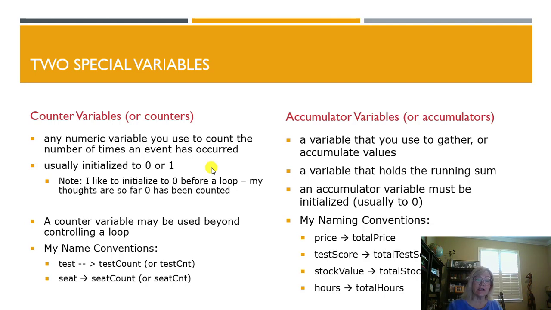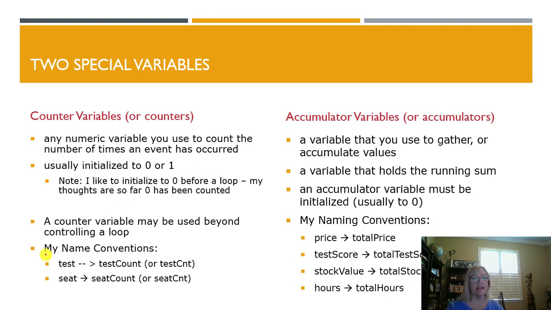You usually initialize it to 0 or 1. I myself like to initialize it to 0 before the loop because I like to think I haven't counted anything. So why should I start it at 1 if I haven't counted something yet? And then it'll become 1 in the loop. That's my preference. That's not the way it has to be done.